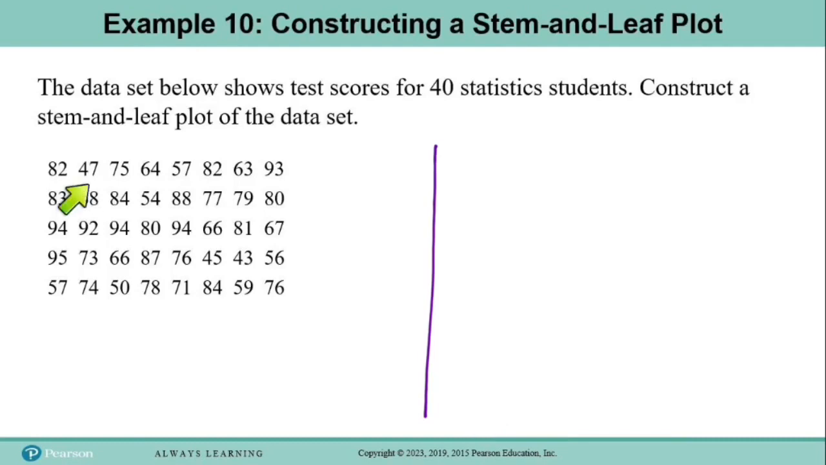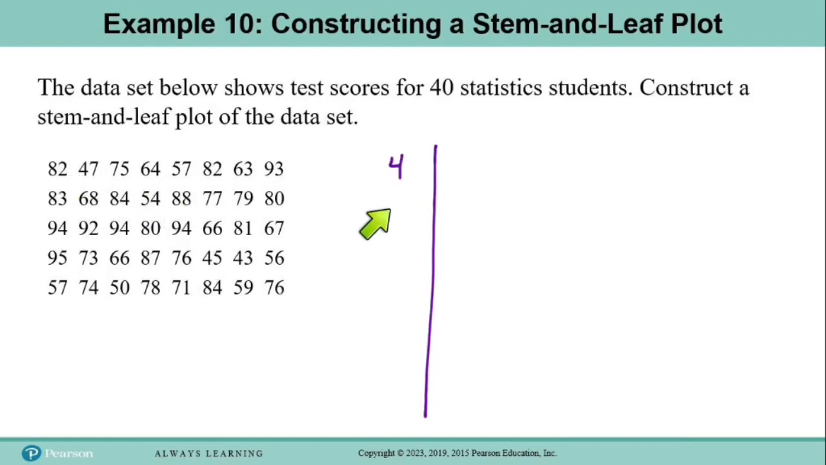Now, to figure out what stems we need, we have to look through our original data list and find the smallest number in the tens place. So I see 80 something, 40 something, and if you keep going looking only at the tens digits, you'll see that the smallest data value we find in the tens digit is a 4. So that will be our first stem.